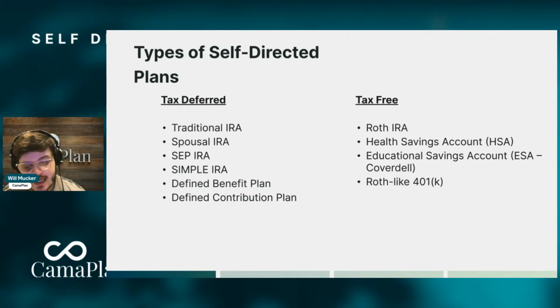Then on the other hand, in the tax-free accounts, you have the Roth IRA. You have the health savings account, which is the only account of its type where the contributions are tax deferred, and the distributions can even be tax free as well if for a qualified medical expense. Below that, you have the educational savings account or Coverdell, and then those 401ks we mentioned on the tax deferred side can also have Roth portions to them as well, depending on how they were set up.